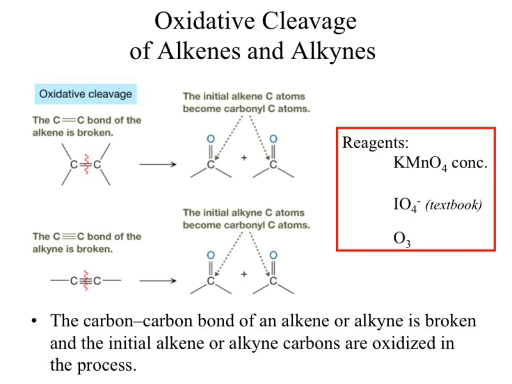Other ones that can potentially do it: periodate ion, which is solely mentioned in the textbook. I'm not going to talk about it. And the last one, ozone. Those are our three primary reagents that will all go through and do a complete oxidative cleavage and split these into the corresponding carbonyl compounds.